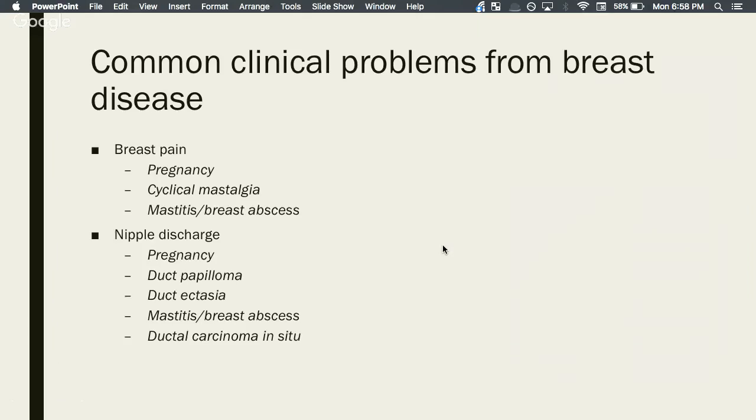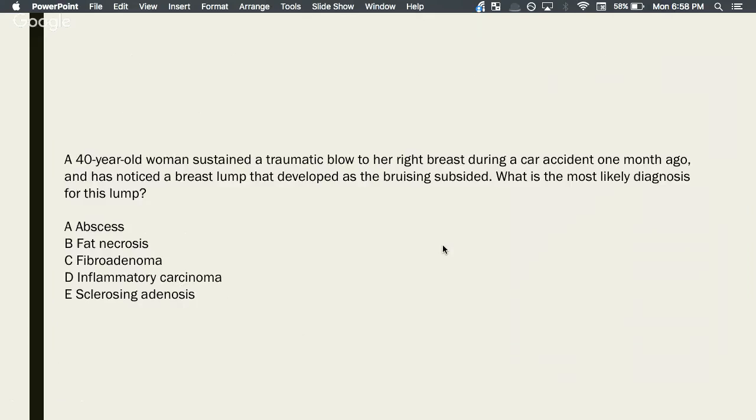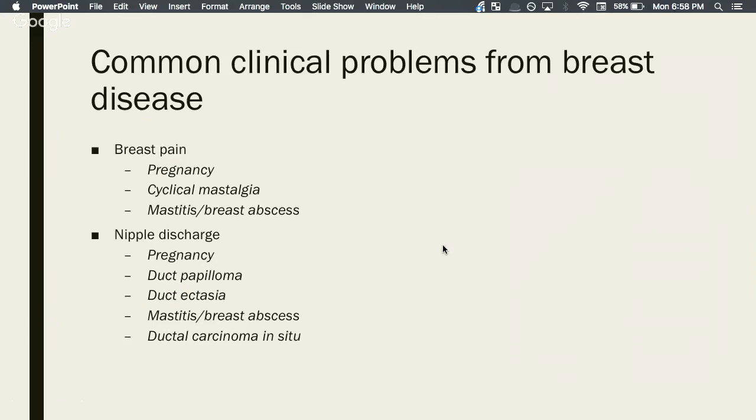If someone presents with pain, the first thing you suspect is pregnancy. And you can have cyclical mastalgia or mastitis itself. In terms of nipple discharge, again, you suspect pregnancy, duct papillomas, duct ectasias, mastitis or abscess, or ductal carcinoma in situ. Those are your differentials, and we'll go a little bit more into them. Mastalgia itself is breast pain, and it's just cyclical, so to do with the cycle.